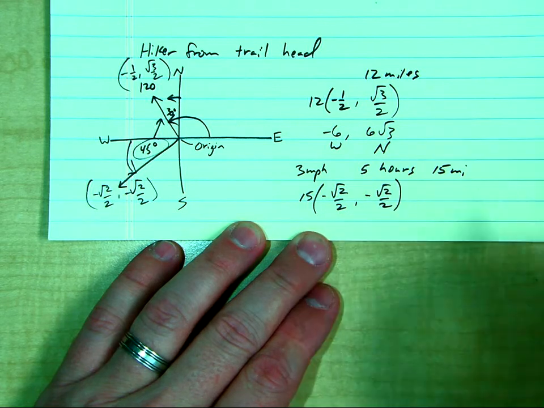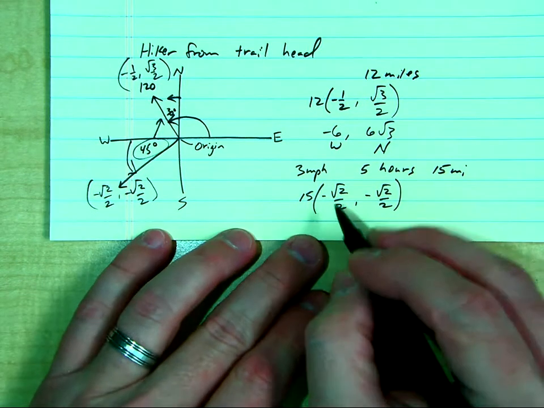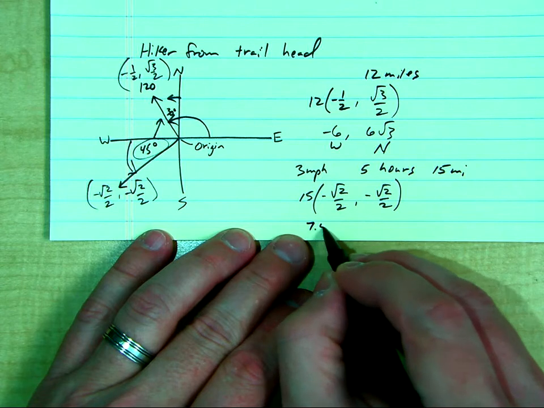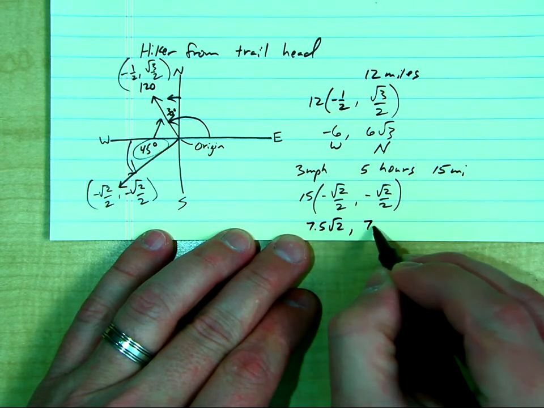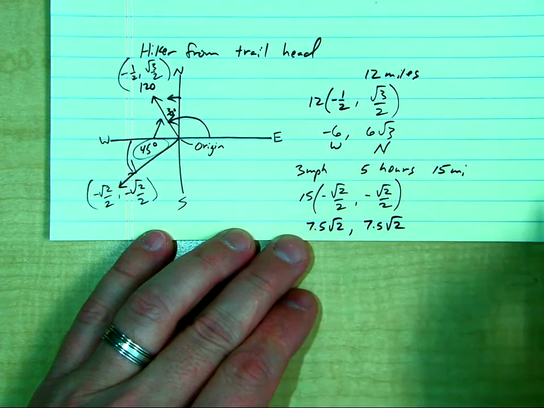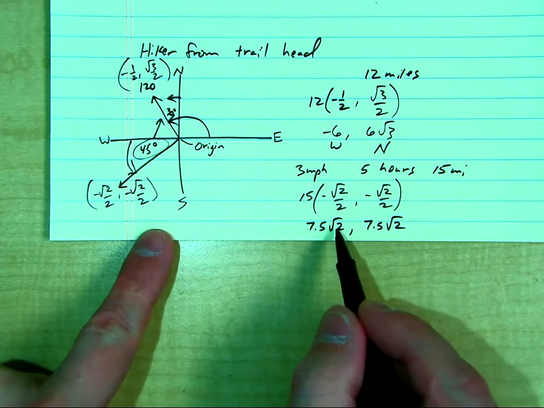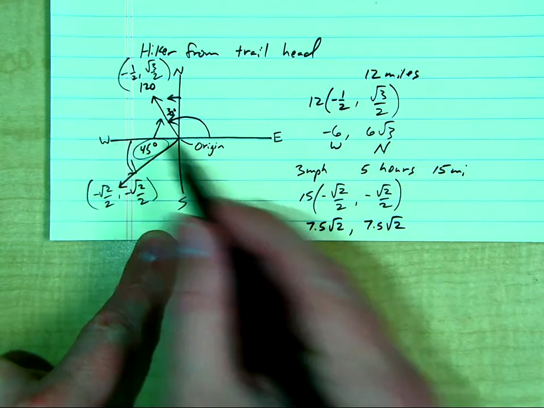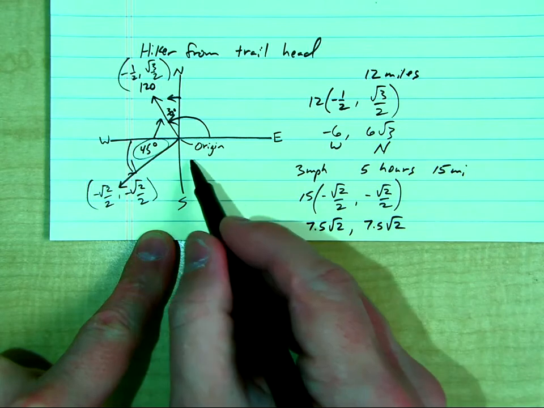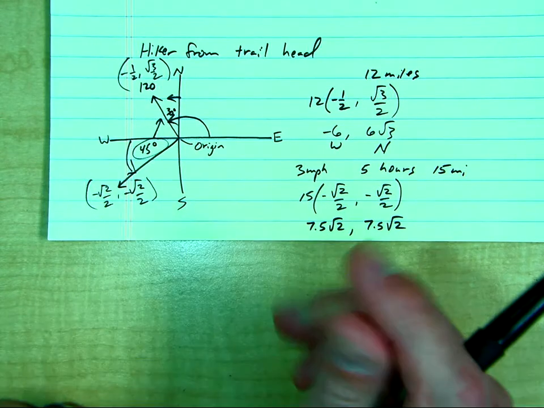I should have picked an even number, but that's okay. Let's just say 7.5 rad 2 and 7.5 rad 2. Everybody okay with that? So it's 7.5 times rad 2 miles west and 7.5 times rad 2 miles south. Does that make sense to everybody?